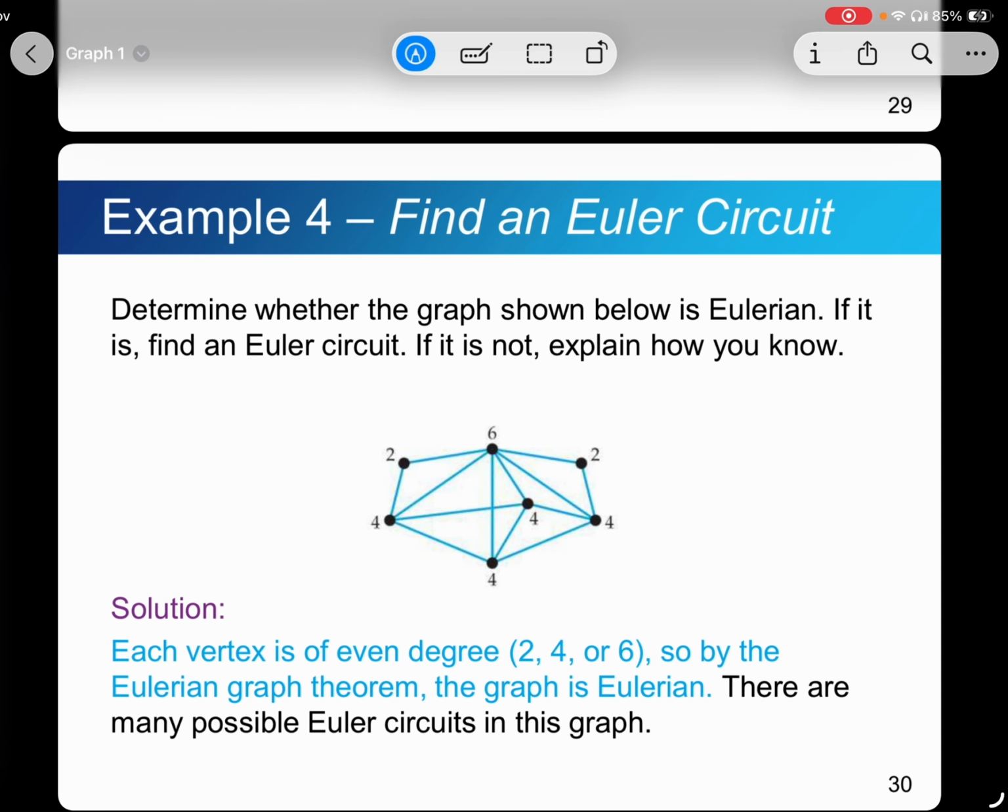For example, let us determine whether the graph shown below is Eulerian. If it is, find the Euler circuit. If it is not, explain how you know. So here is our solution on this graph.